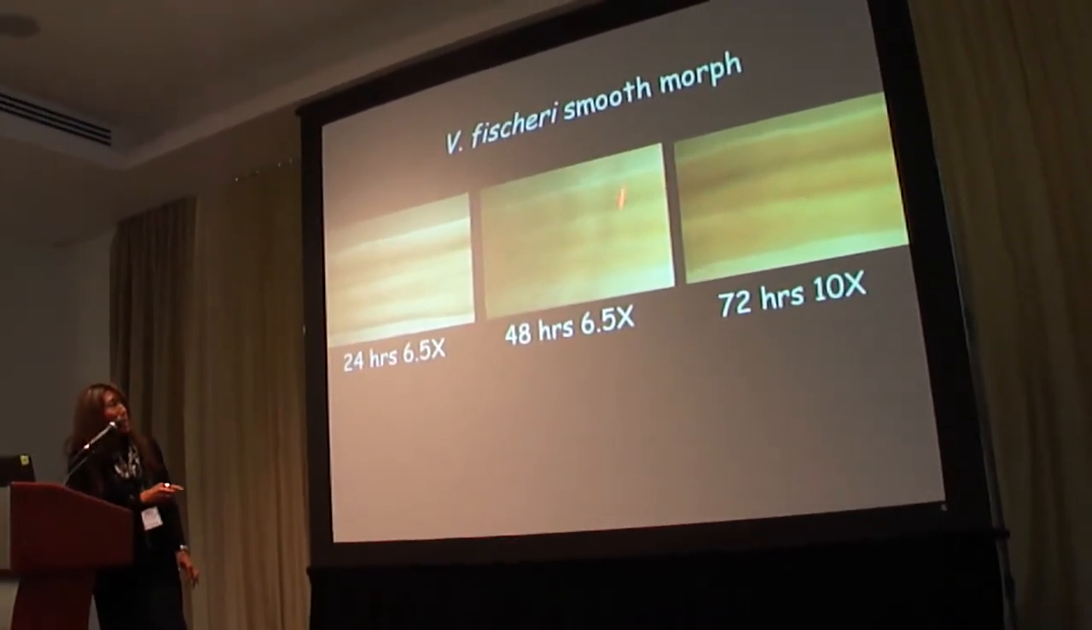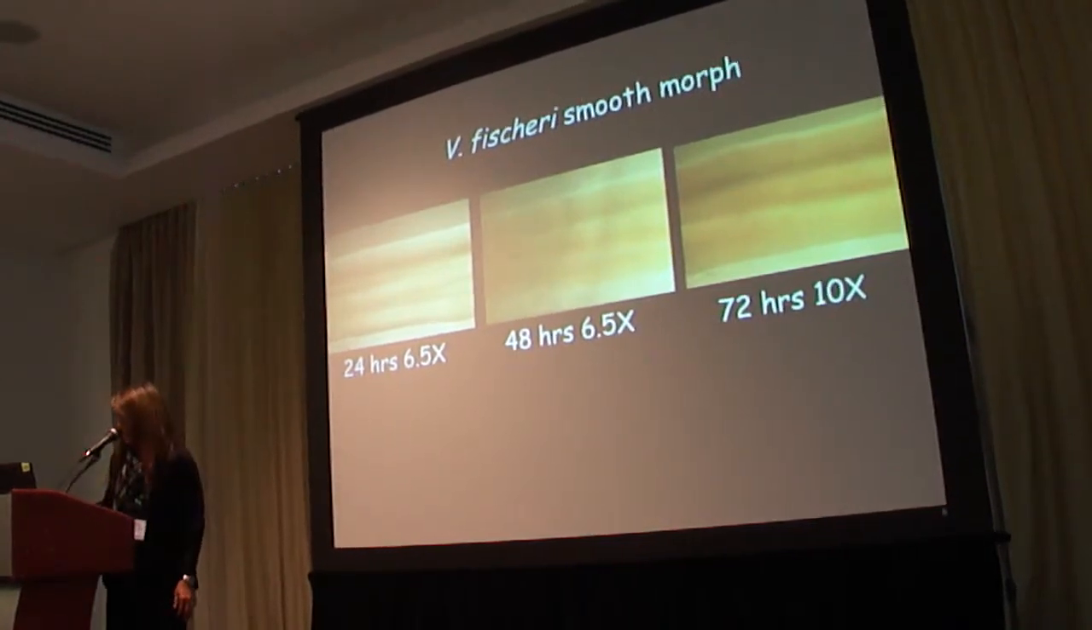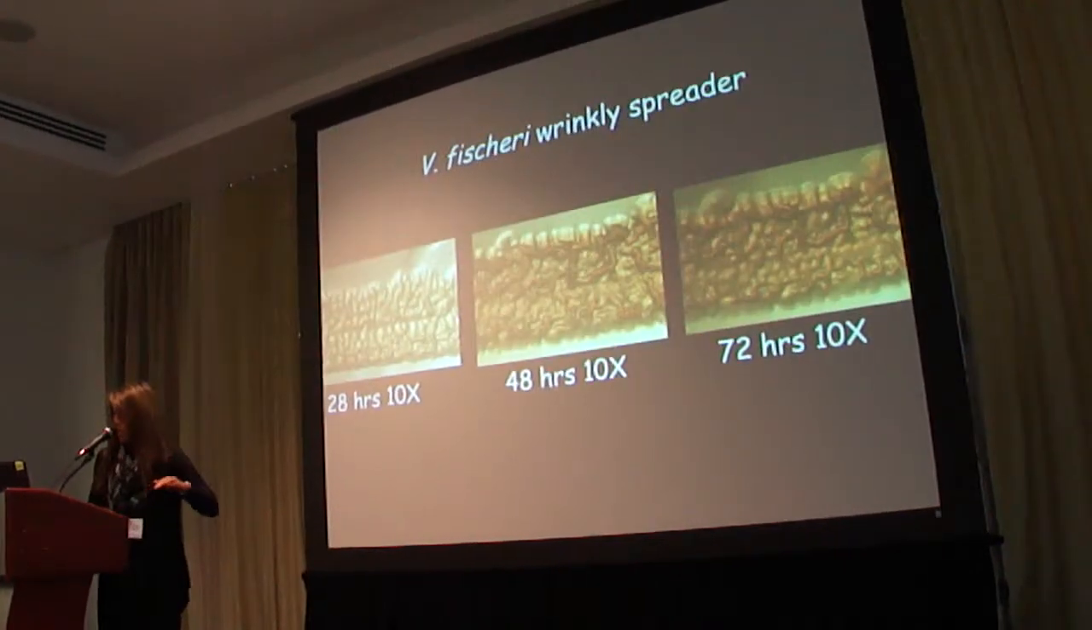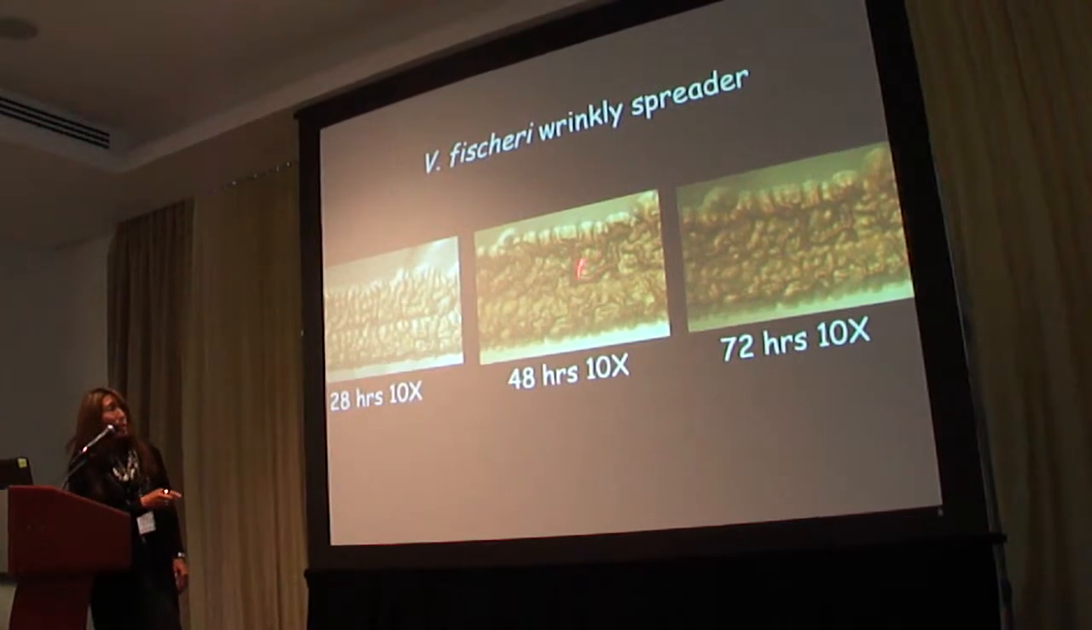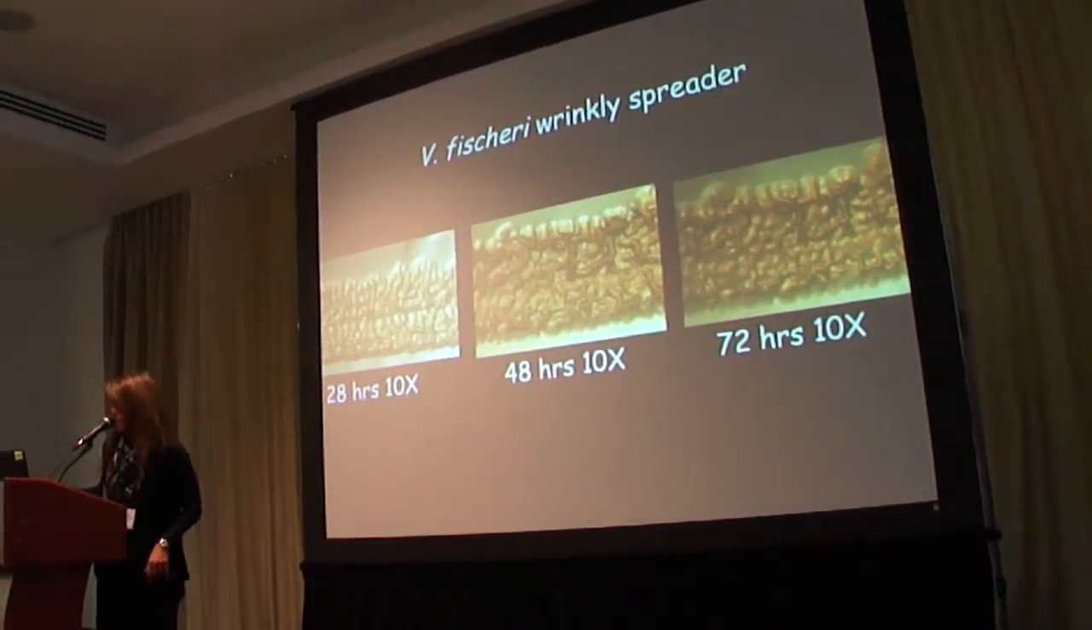This is a smooth morph, so there's pretty much homogeneity throughout the strain when you look at it from a cross-section. But the wrinkly spreader has this really complex amount of matrix and polysaccharide that's associated with that morphotype.